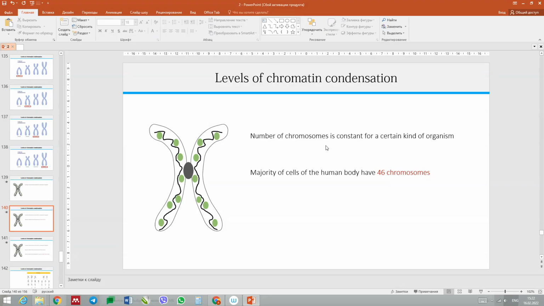But the majority of other cells, that we call somatic cells, so we can categorize all cells of our body into germ cells and all other cells. All other cells we call somatic cells. So all somatic cells, or the majority of all cells of the human body, have 46 chromosomes. And these 46 chromosomes are comprised of 23 pairs, and in each pair, the chromosomes are similar. So we call them homologous pairs of chromosomes.